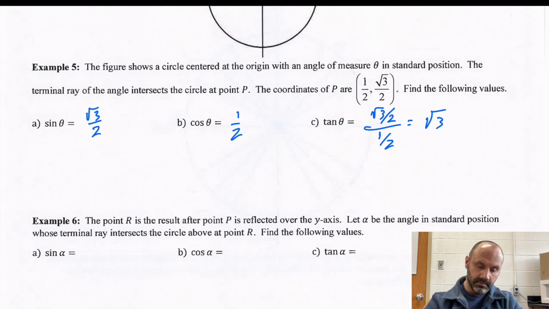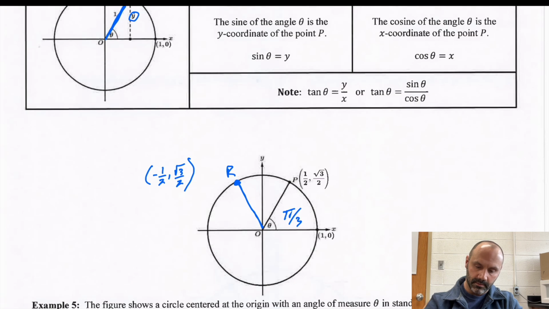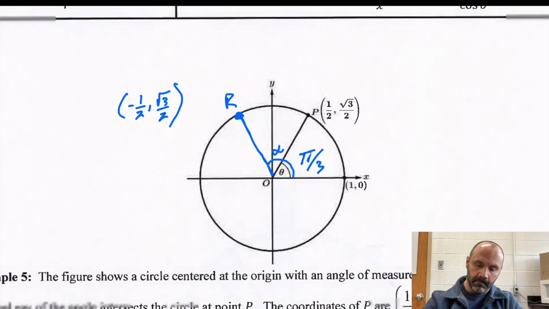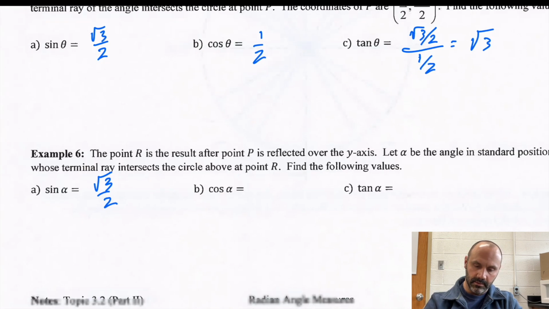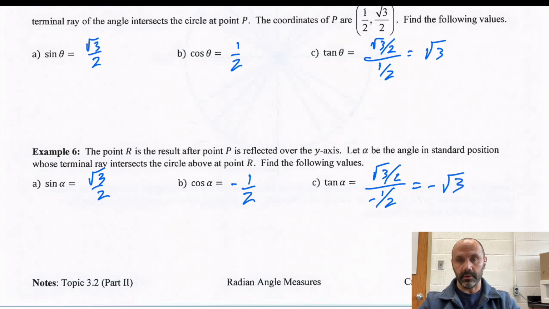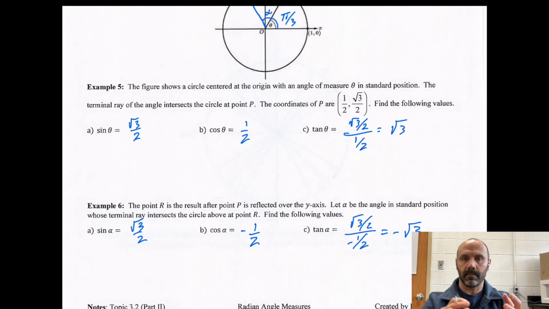So sine of alpha is root 3 over 2. Oh, alpha, I should draw it in here. Alpha looks like that. Root 3 over 2. Cosine of alpha is negative 1/2. And then tangent is going to be the same as it was before, root 3 over 2 divided by negative 1/2, except that it's negative. Negative root 3.